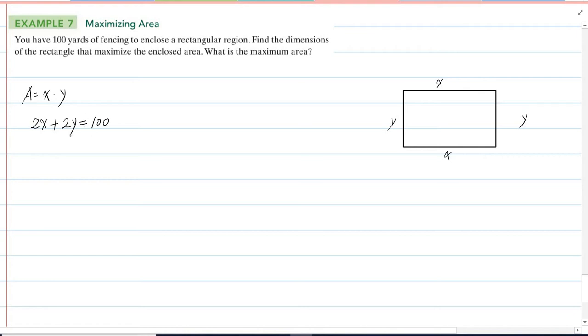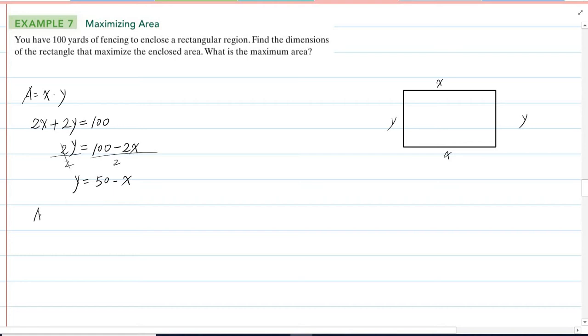Once we have this, we know we have two variables, one equation, so we cannot solve it. What I'm going to do is write y by using x. So we're going to solve for y. In this case, we have 2y, so I'm going to have 100. I'm going to move this positive 2x to the other side. That will be subtracting 2x. Once we have this, we're going to divide both sides by 2. Then we're going to have y equal to 50 minus x.